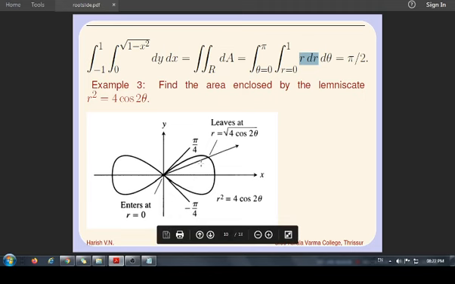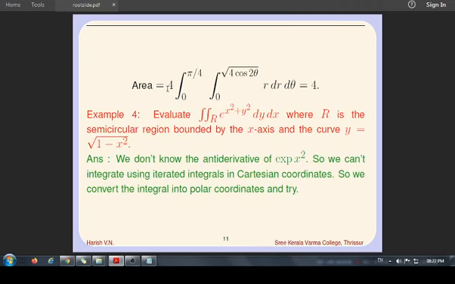So let us evaluate. Area equal to 4 times. This is because we are looking at the area in the first quadrant and then multiplying by 4 to get the whole area covered by the lemniscate. These are the r limits of integration, 0 to under root 4 cos 2 theta, and the theta limits of integration are 0 to pi by 4. And finally you will get the answer 4. Work out this.